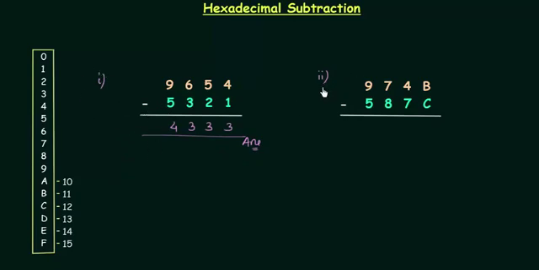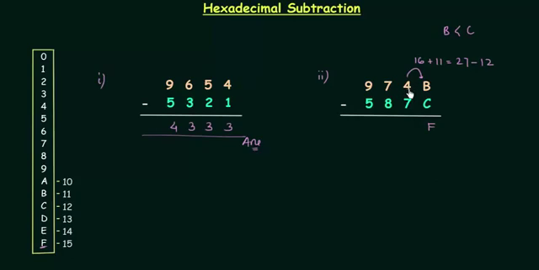But in the second example we have to deal with borrow. B is 11, C is 12, so B is less than C and we have to take borrow from the next position. So let's take borrow. Borrow is 16. B is 11, so we have 16 plus 11 equals 27. C is 12, so 27 minus 12 is 15, and 15 we represent by F. So the difference is equal to F.